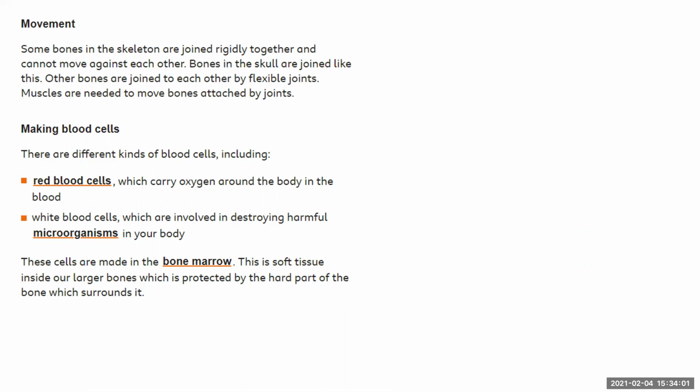Bones are also important to make blood cells. There are different kinds of blood cells, red blood cells and white blood cells. These blood cells are made in the bone marrow, which is the soft tissue inside larger bones.